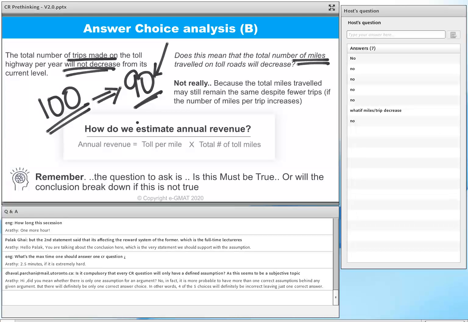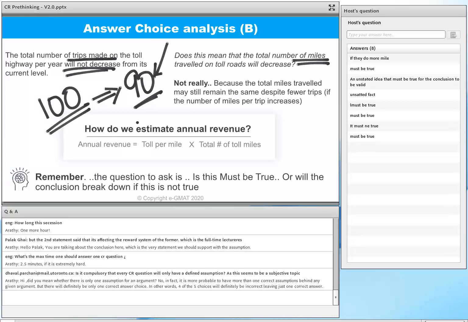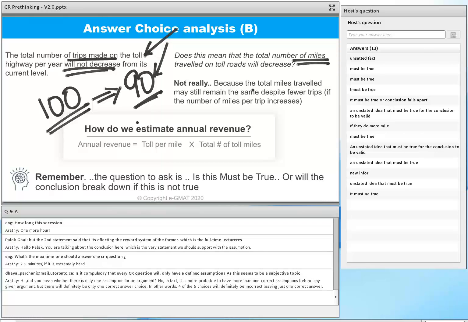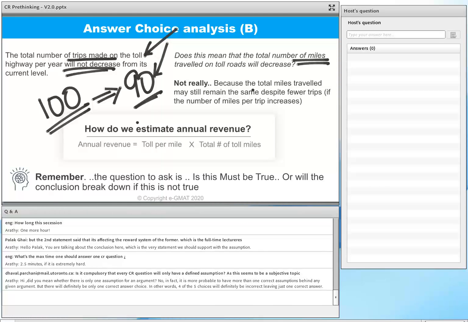Can you guys repeat that? Remember, I asked you to remember the definition. Must be true, right? An unstated idea that must be true. Then given what we talked about, is the number of trips remaining the same? Is that a must be true?